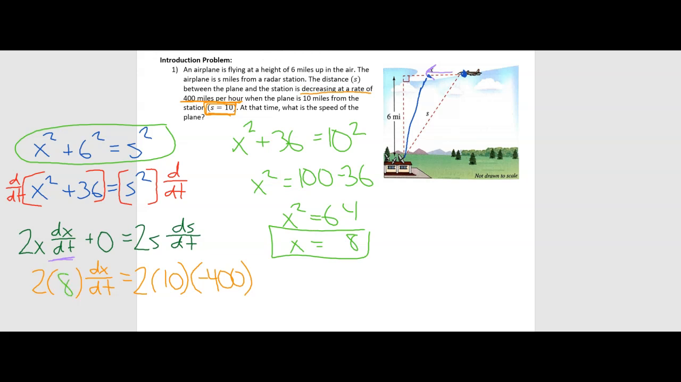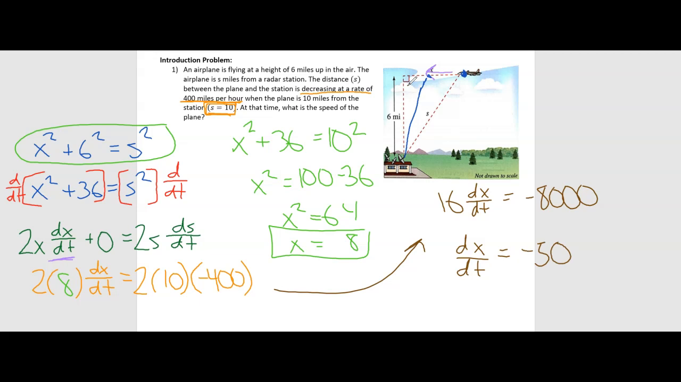And now we just need to go ahead and simplify and solve for dx dt. Let's come over here. So I get 16 dx dt is equal to 20 times negative 400, which is going to give me negative 8,000. Divide both sides by 16, I get dx dt is equal to negative 8,000 divided by 16. This is going to give me negative 500.